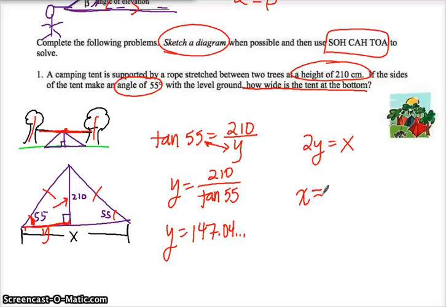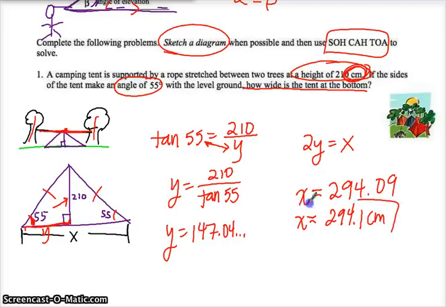So the distance between that gap is about 294.1 centimeters, or you could say about 2.9 meters. So rounding to the nearest tenth, usually that's good enough.